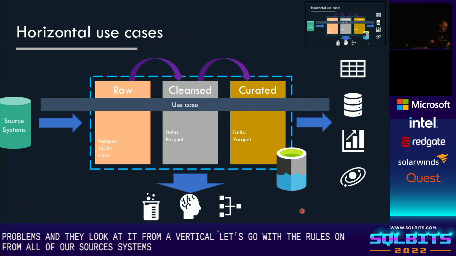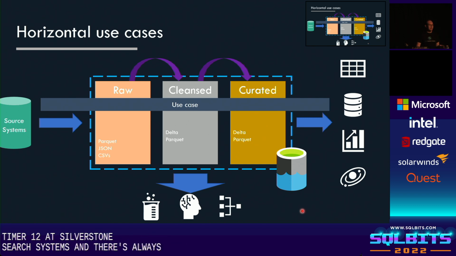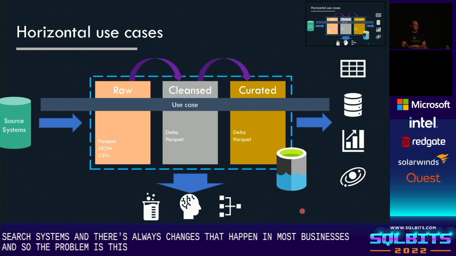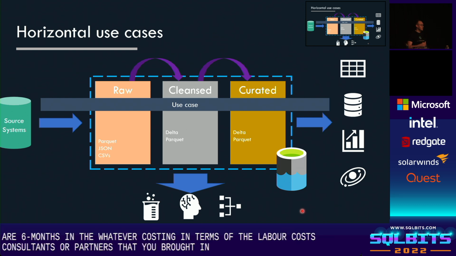raw zone. They're like, all right, it's time to move on to our silver zone. Maybe that takes a couple of months across all of their different source systems. And there's always complexity. There's always changes that happen in most businesses. And so the problem is they're six months in, they've spent whatever in labor costs or consultants or partners that you've brought in, and they've delivered nothing to the business.